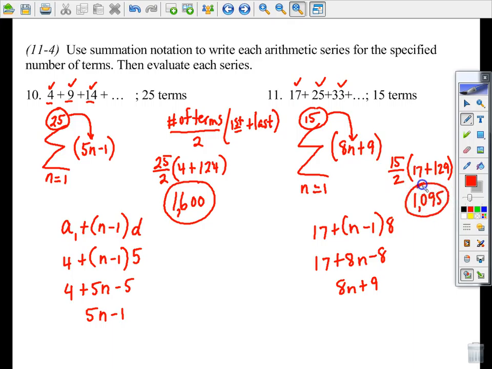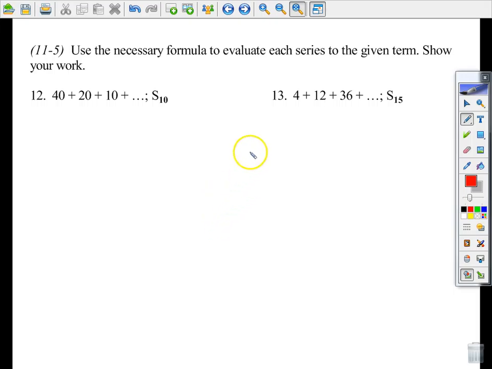Okay, so we got our complete answers now. Here's the summation notation, evaluate, summation notation, evaluate. All right, let's check out numbers 12 and 13. Use the necessary formula to evaluate each series to the given term. Well, this is a finite series because I'm told to stop at the 10th term.